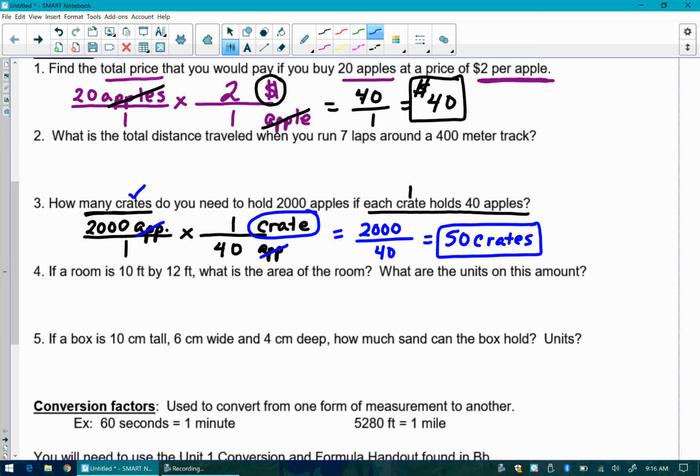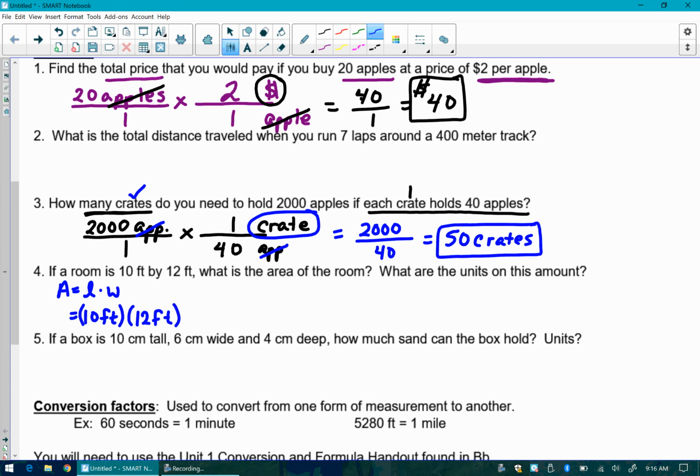It tells you here you've got a room that's 10 feet by 12 feet, and they want us to find the area of the room. And then they also ask us, what are the units on this particular amount? So if you've got a room that's 10 by 12, then obviously you're talking about a rectangle. So hopefully you recall the area of a rectangle is length times width. It doesn't matter which one you refer to as the length and width. So I'm just going to use it in the order that they gave it to me here. So I would have 10 feet times 12 feet.